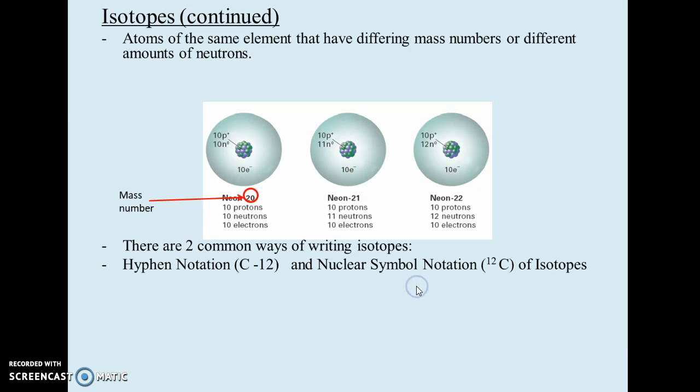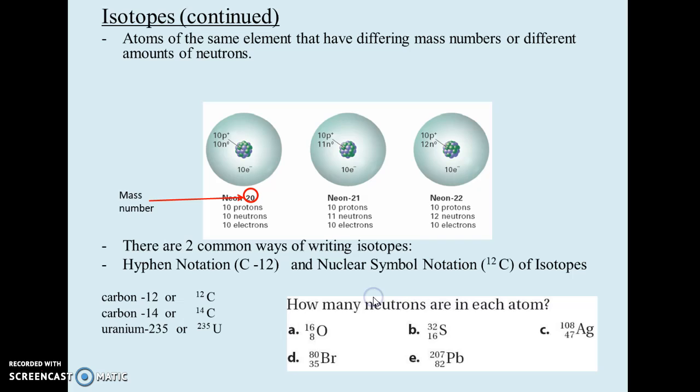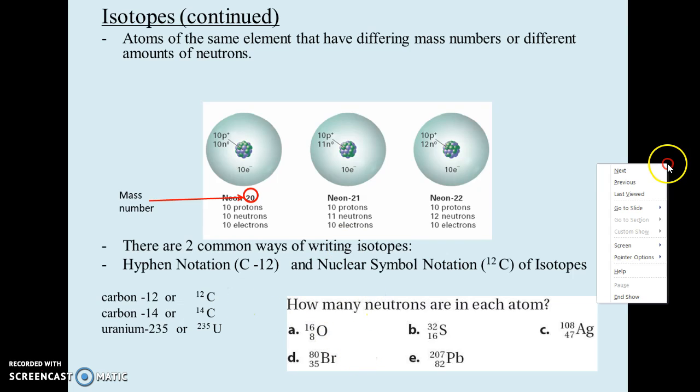There are 2 ways of writing isotopes. We see the hyphen notation, which is usually the symbol or the name with the mass number, or the nuclear symbol notation like this. So carbon with a 12, it's always accompanied by its mass number. Okay, so as long as you're familiar with that. Let's do a couple of these. Reminder, make sure you know how to do this.